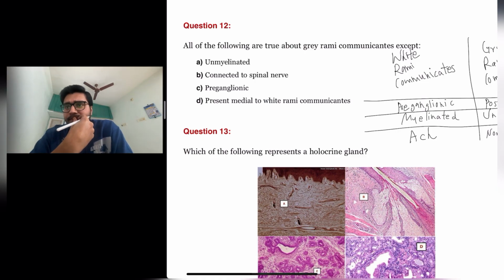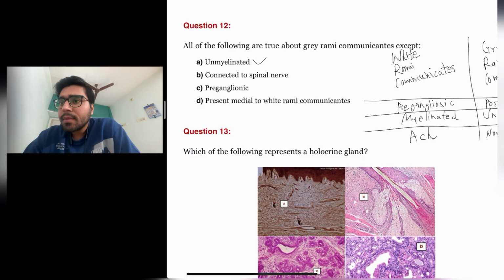So let us explore the options. Gray rami communicantes is myelinated, absolutely right. Gray rami communicantes is connected to the spinal nerve. This is also right. Gray rami communicantes is preganglionic. This one is wrong. And gray rami communicantes are present medial to white rami communicantes. This one is true. So the answer is C.